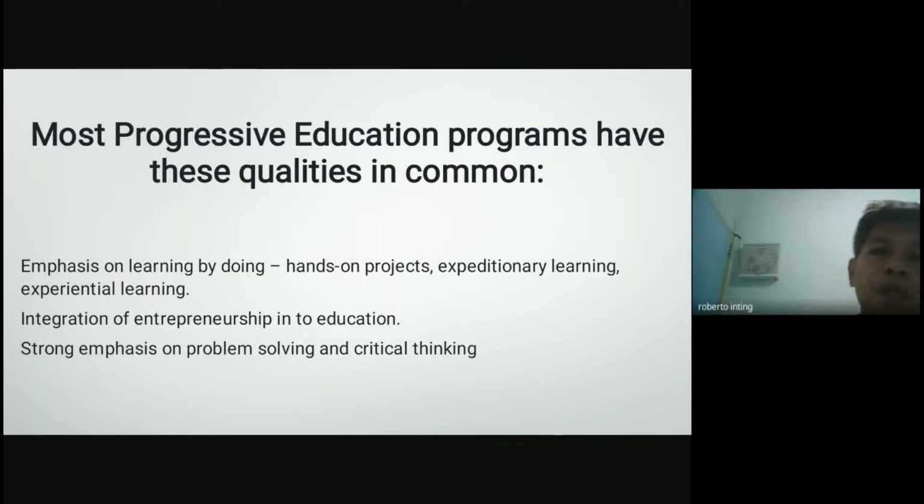Most progressive education programs have these qualities in common: emphasis on learning by doing, hands-on projects, expeditionary learning, experiential learning, integration of entrepreneurship into education, strong emphasis on problem solving and critical thinking.